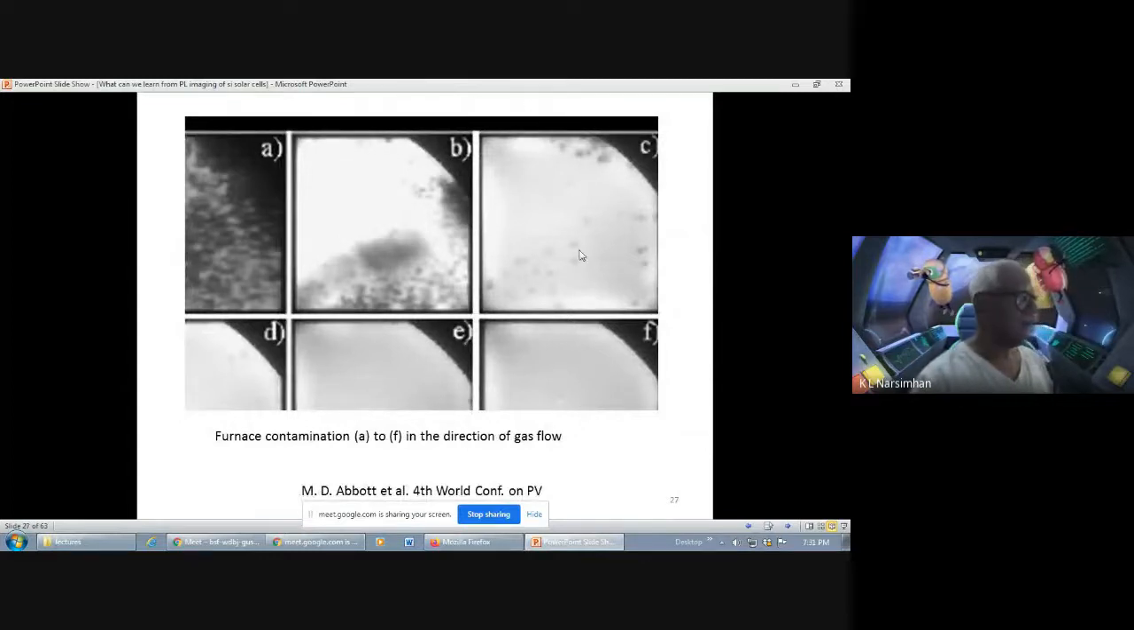Another example, when they put many samples through a furnace, the first sample in the direction of gas flow, so you can see that the sample at the input end has very bad lifetime, so clearly some impurity is coming through, and as you go further and further out, this goes away. So you are actually having some impurities carried by the gas flow. Again, you can just see it by looking at this image.